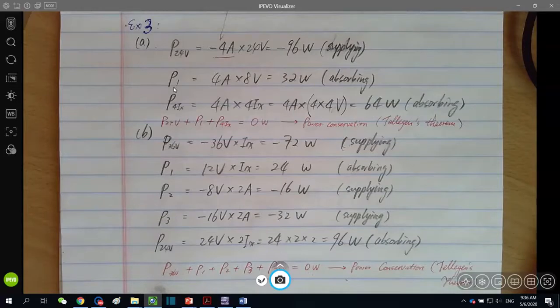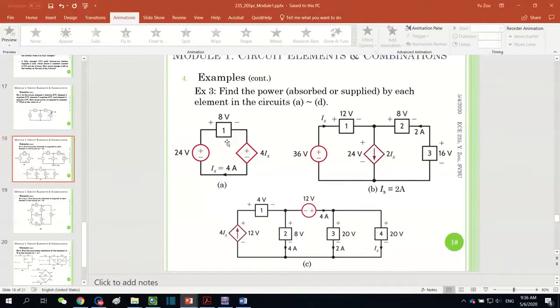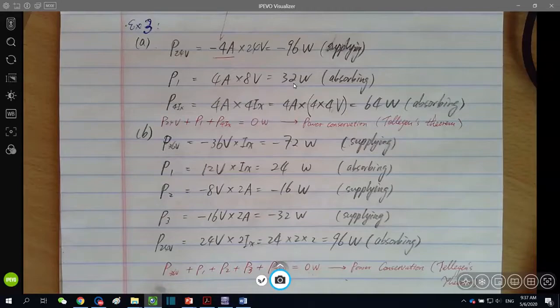Negative power means supplying or delivering power. Second, the element 1 has voltage of 8 volts, and a 4 ampere current is entering the positive polarity of it, so matching the passive sign convention. We just directly apply 4 ampere times 8 volt, positive 32 watt absorbing power, or say consuming power.